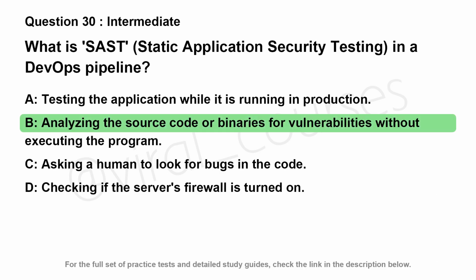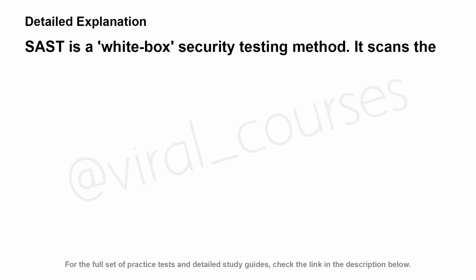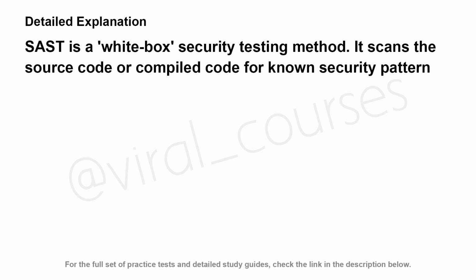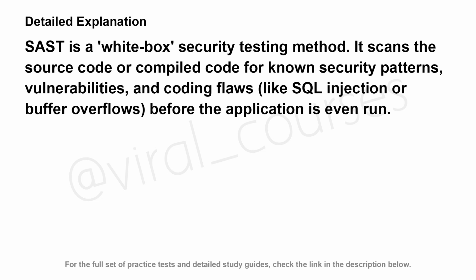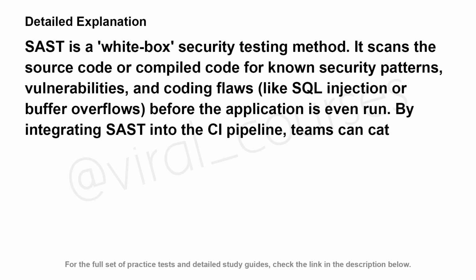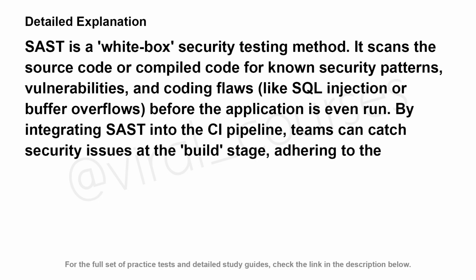The correct answer is B. SAST is a white box security testing method. It scans the source code or compiled code for known security patterns, vulnerabilities, and coding flaws, like SQL injection or buffer overflows, before the application is even run. By integrating SAST into the CI pipeline, teams can catch security issues at the build stage, adhering to the shift-left principle.